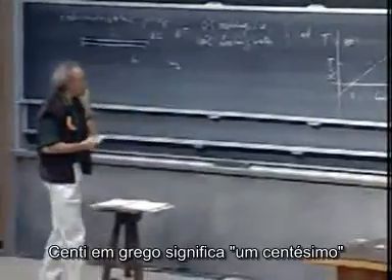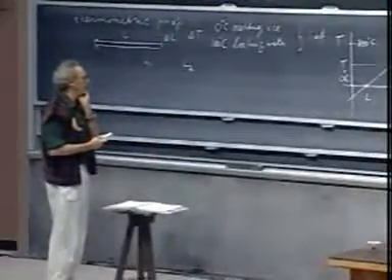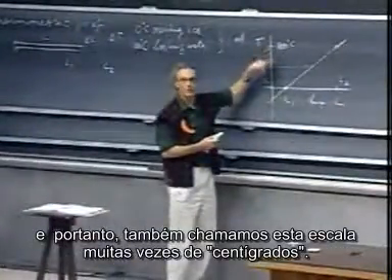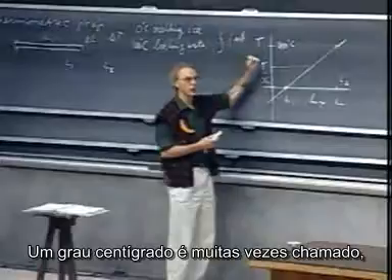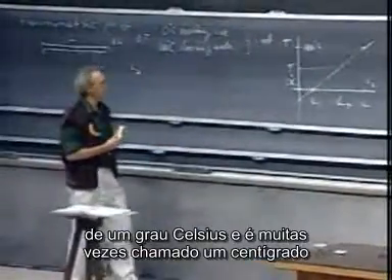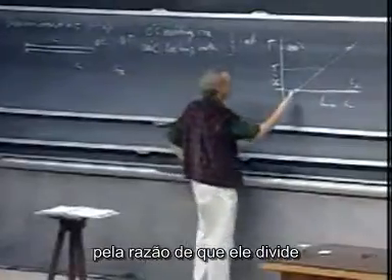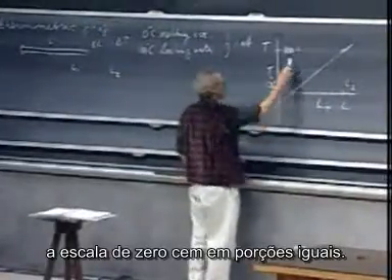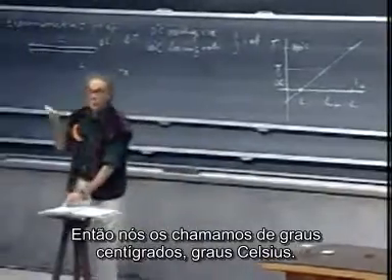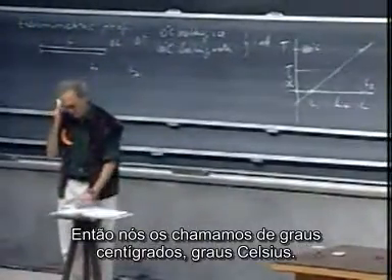Centi in Greek means 1/100th, and therefore we often call this scale centigrade. 1 degree Celsius is often called 1 degree centigrade, for the reason that it divides the scale from 0 to 100 into equal portions. So we call them degree centigrade, degree Celsius.